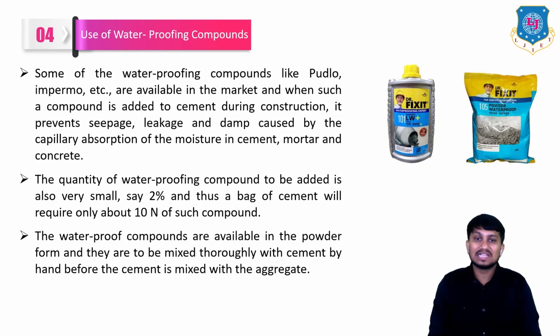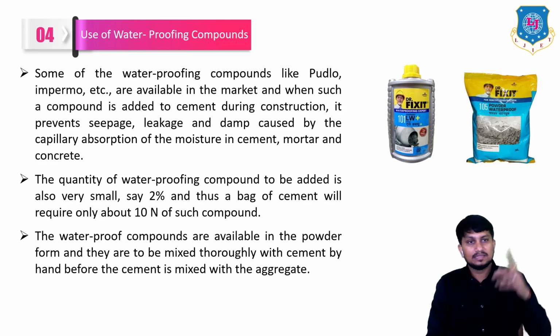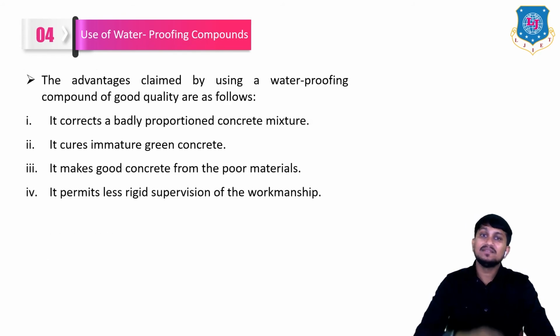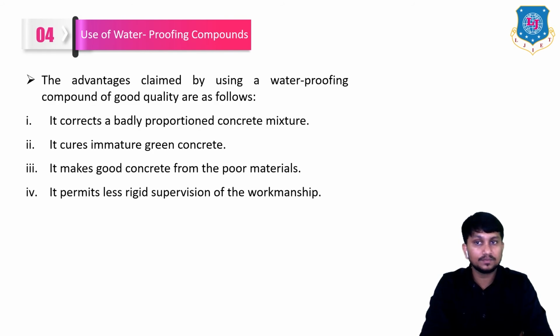The waterproofing compounds are available in powder form, as you can see in this figure, and they are mixed thoroughly with cement by hand before the cement is mixed with the aggregate. The advantages claimed by using a waterproofing compound of good quality are as follows. It corrects a badly proportioned concrete mixture. It cures immature green concrete. It makes good concrete from poor materials also. It permits less rigid supervision of the workmanship. So these are the various advantages of using these waterproofing compounds in concrete.